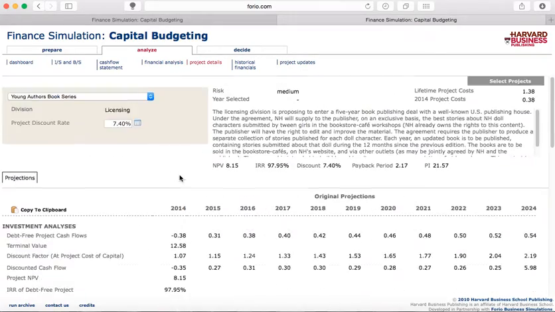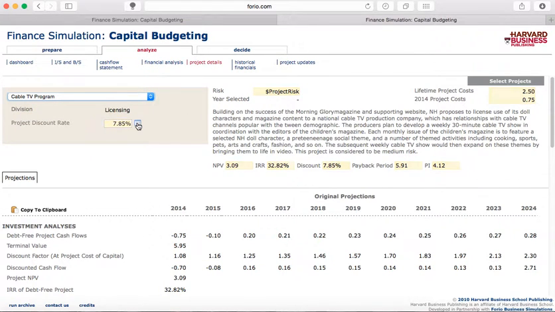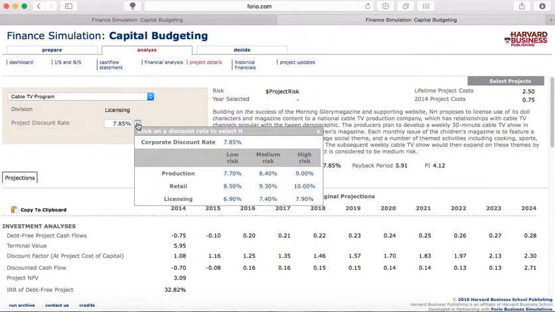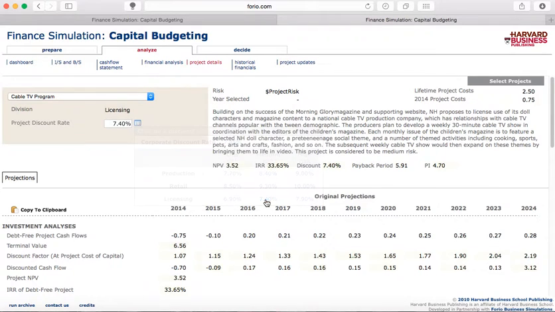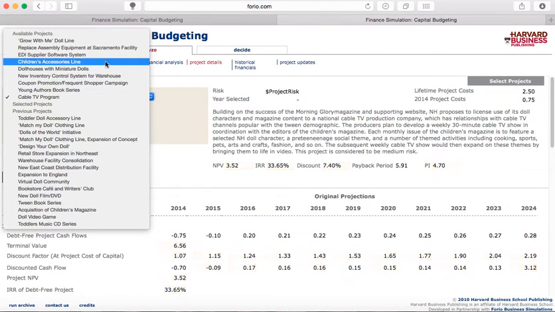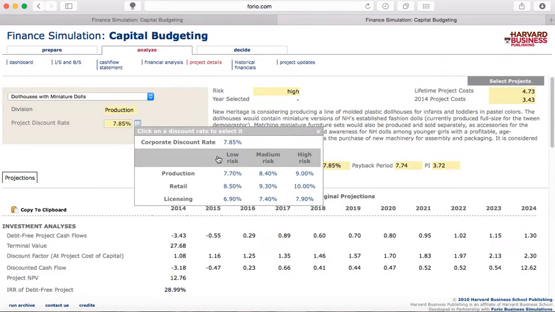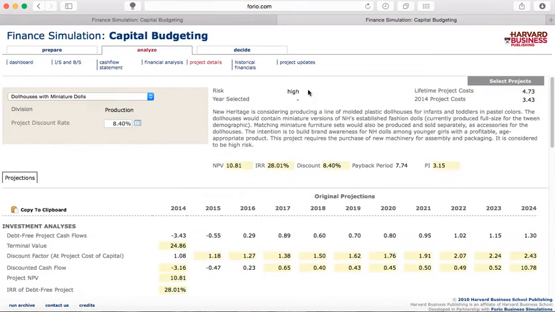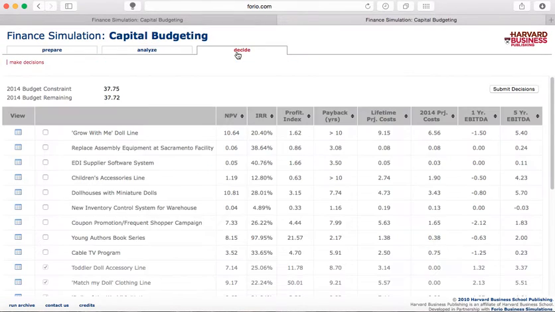So going ahead and doing this a few more times. Licensing, once again, this will be lower than the corporate risk. So we're going to do that a few times and make our decisions for this next year.